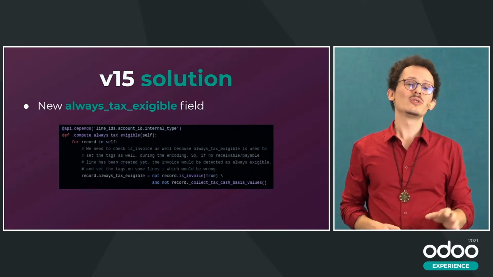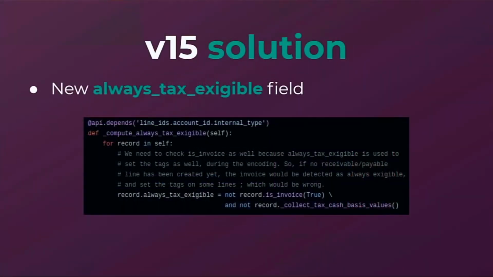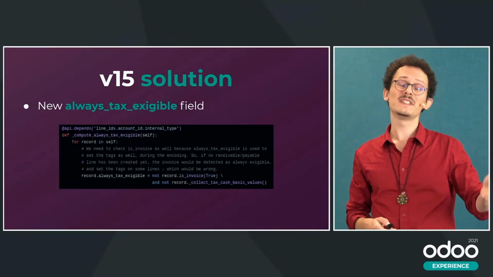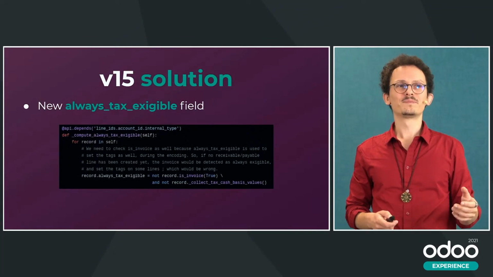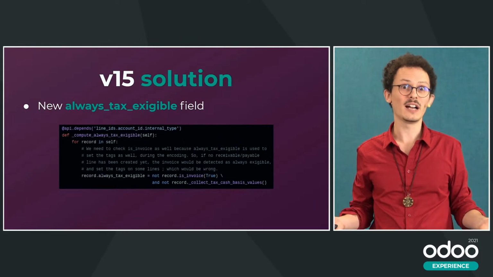We also use a new computed field on account moves, "always tax exigible", which is a stored computed field. This field is used to handle a specific case that we were already handling in V14, but we just changed the way we do it. So what happens in V14 if you do an account move without any payable or receivable line, and you just use cash basis taxes on it? Well, you won't have any reconciliation on a payable or receivable since you don't have lines on those accounts.